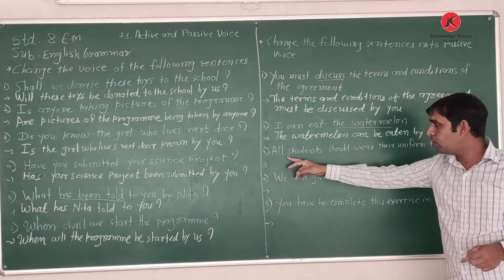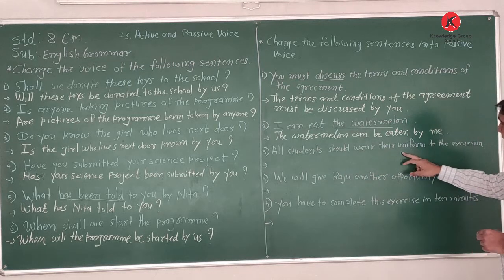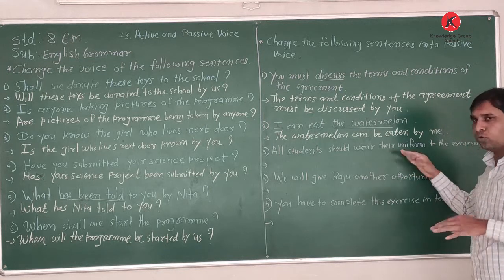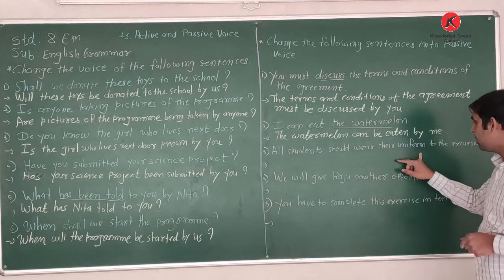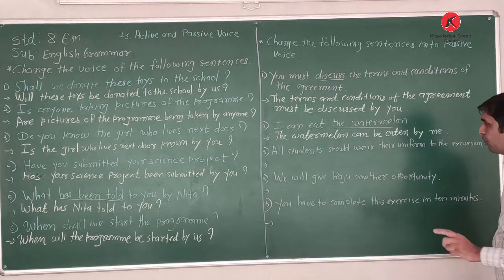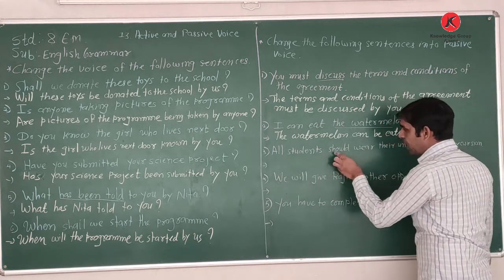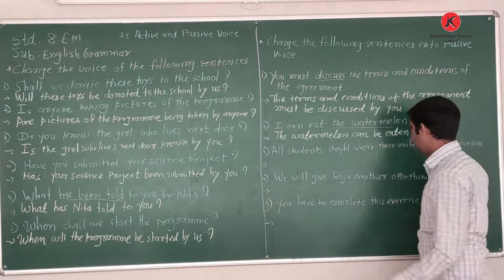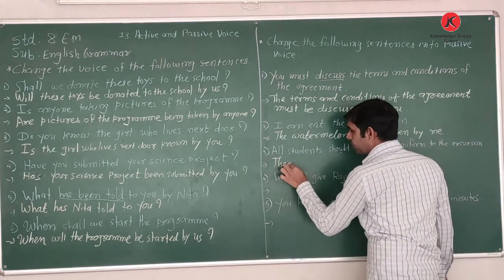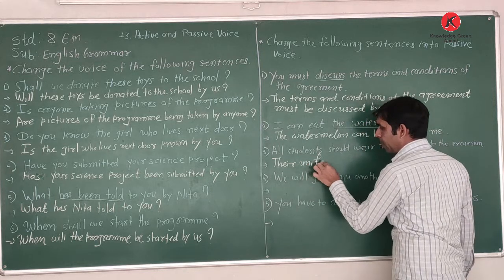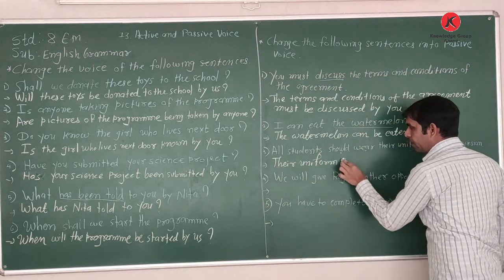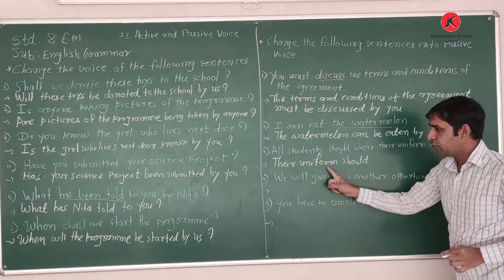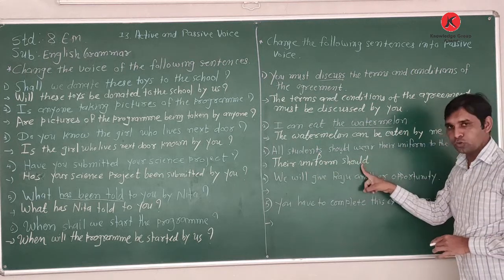Now see the third one. All students should wear their uniform to the excursion. When they go to a picnic or somewhere else for an educational purpose, this word excursion is used. So here all students, after that the modal should, then the verb and the object. What is the object? Their uniform. Their uniform. Then we write should.